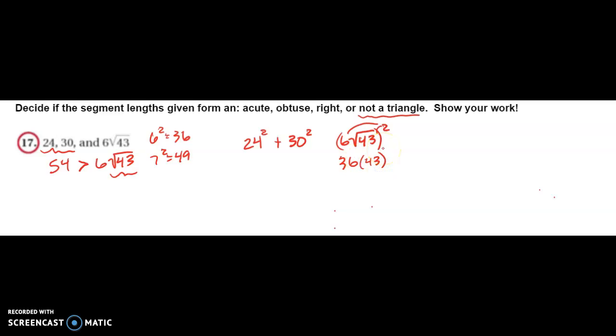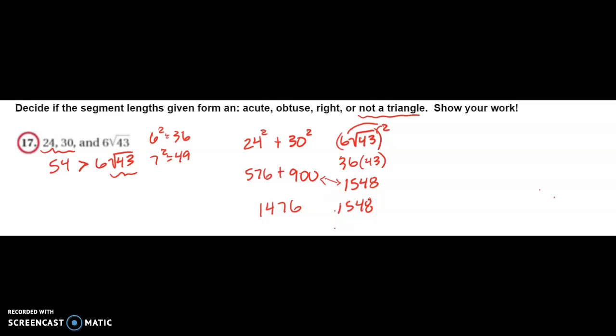So my right side, using my calculator, ends up at 1548. My left side, 24 squared is 576. 30 squared is 900. And sorry, we're going to compare that here. So that gives me, what is that, 1476. And I want to compare that to 1548.